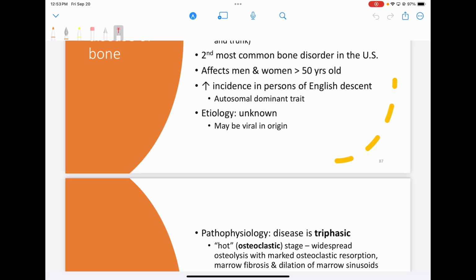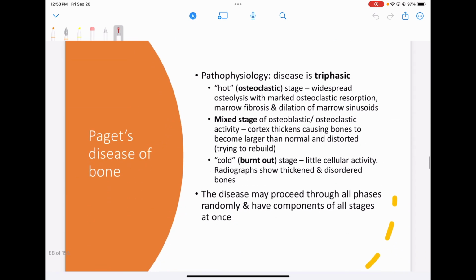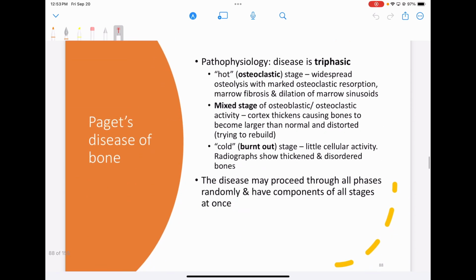In the renal system, acute glomerulonephritis. Remember that group A strep they had weeks prior, and then they present with that. Preceding infections. So there are 3 different phases that are going on with Paget's disease. They don't have to necessarily go in order. All 3 phases can be present at one time, but there are 3 different phases.